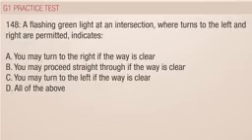Question 148. A flashing green light at an intersection, where turns to the left and right are permitted, indicates: A. You may turn to the right if the way is clear. B. You may proceed straight through if the way is clear. C. You may turn to the left if the way is clear. D. All of the above. Answer D. A flashing green light means you're allowed to turn left, right, or go straight if the way is clear.